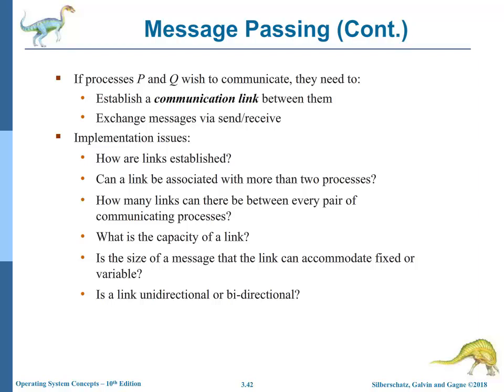If processes P and Q want to communicate, they must send messages to and receive messages from each other. A communication link must exist between them. We must consider the following questions. How are links established? Can a link be associated with more than 2 processes? How many links can there be between every pair of communicating processes? What is the capacity of a link? Is the size of a message that the link can accommodate fixed or variable? Is a link unidirectional or bidirectional?